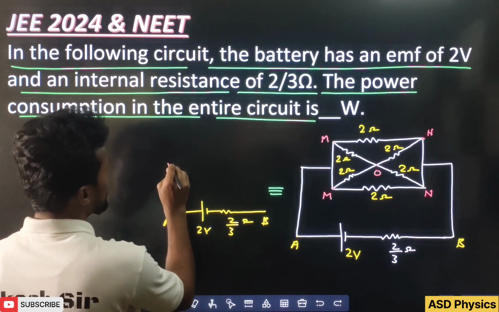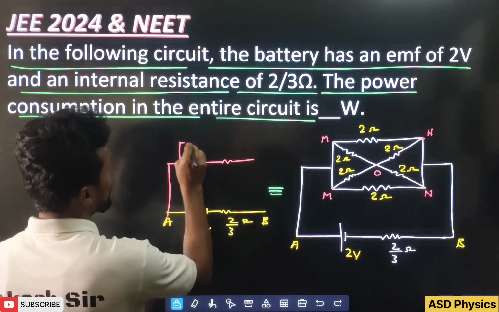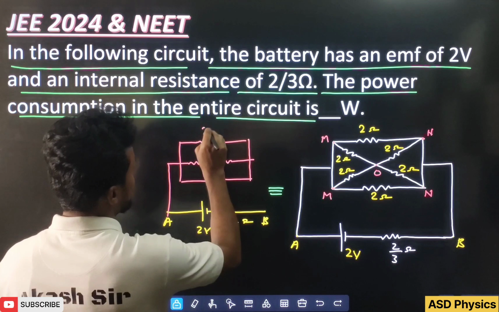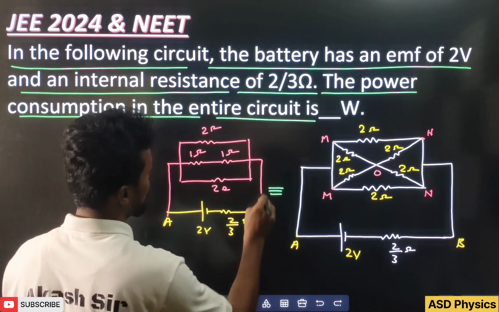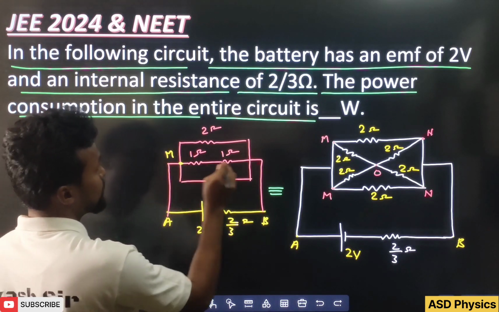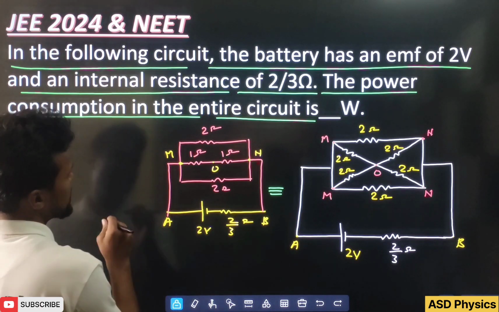Okay, just for your sake, I am drawing it here, like this, so that you can see actually what is going on. See here, this is 2 ohm, this is 1 ohm, this is 1 ohm, this is 2 ohm, and like this. Okay, and if you wish, I can write here: this is M, this is N, and this is O.